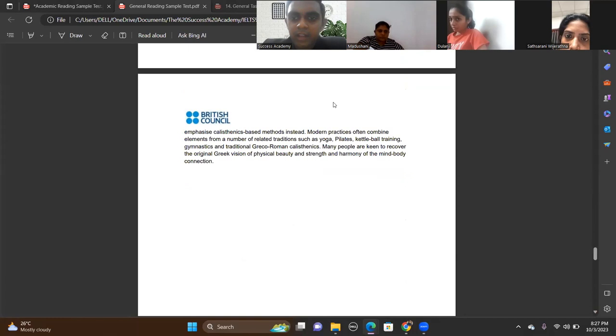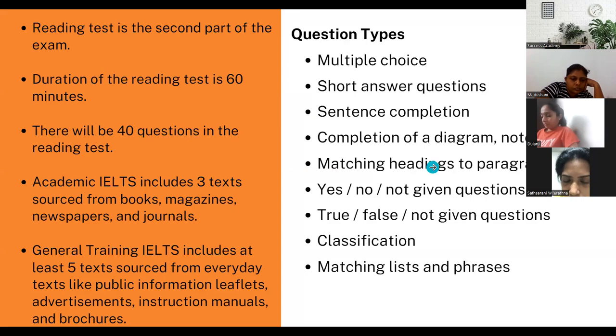We go through each section question by question, right? We talk about effective skimming methods. We talk about how to do speed reading, right? All of these things we discuss in our 10-day program. But most importantly, we do a lot of paper discussions. During the 10-day program, we do a lot of paper discussions. So at least getting one or two paper discussions done will be really helpful to you because it will give you an idea of how you should do it by yourself.